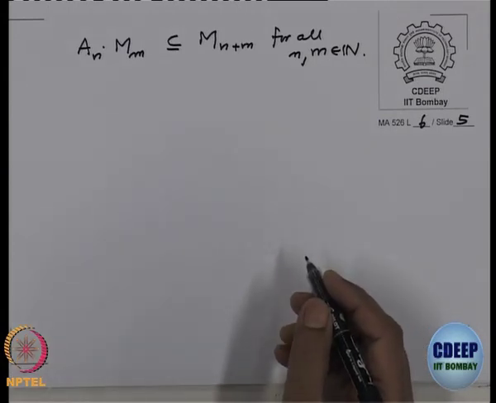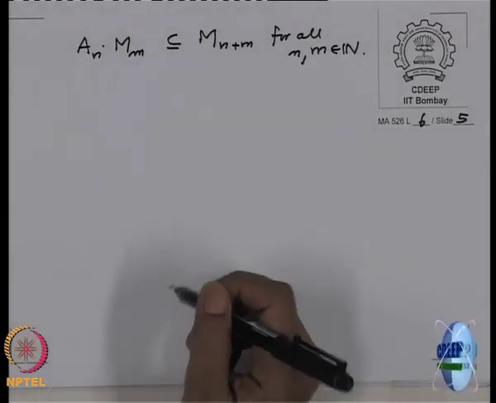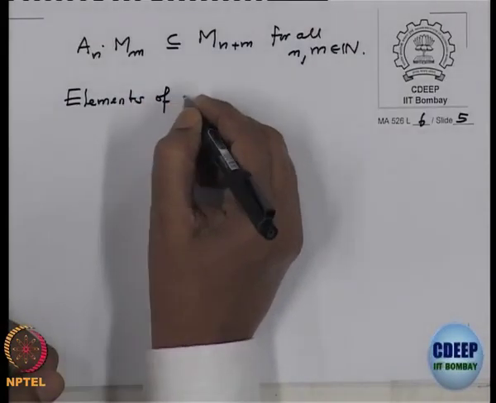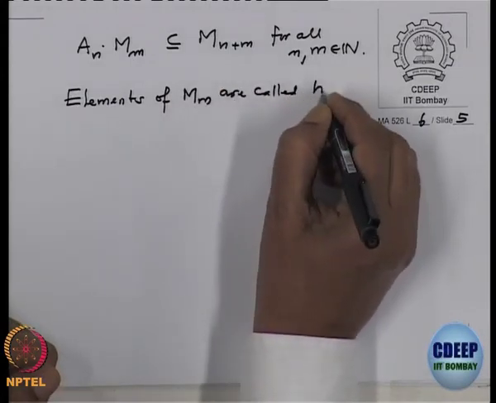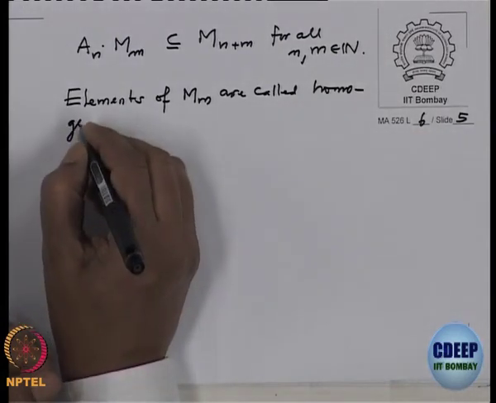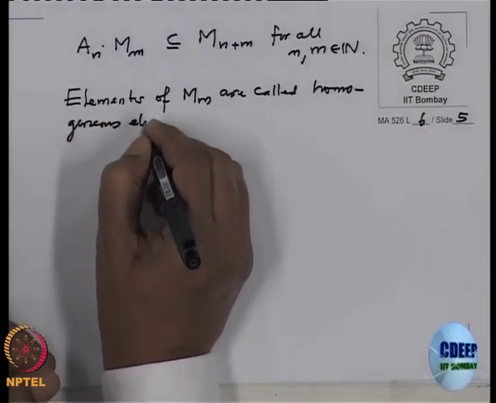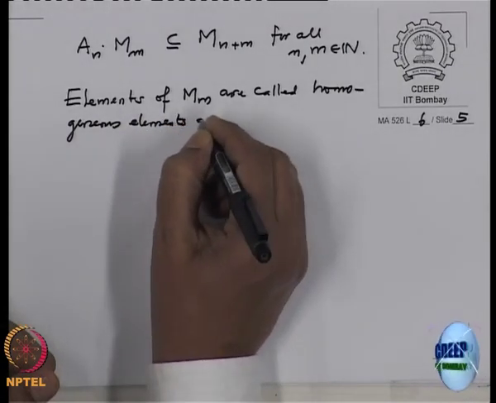Alright, what more do I need? Now, when do you call a submodule of a graded module to be graded? Before I forget, similar to the graded ring, elements of M_m are called homogeneous elements of degree m.